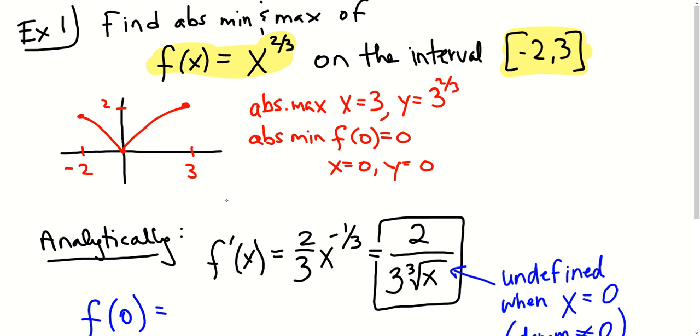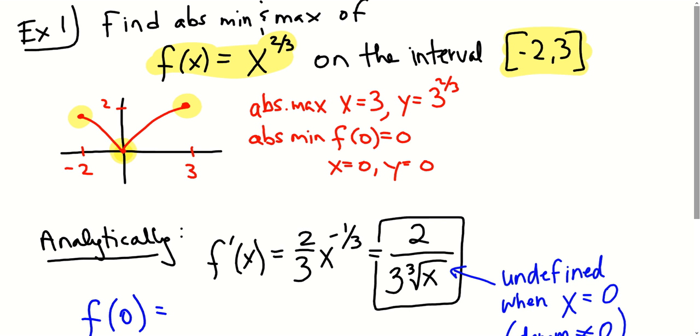If we had a graph and we knew what the graph looked like, well, you just read it right off the graph, no problem. We can see that there is a local minimum over here, there is an absolute minimum at 0, 0, and we know there's an absolute maximum at 3, 2. But you're not always given the graph. So let's do it analytically.